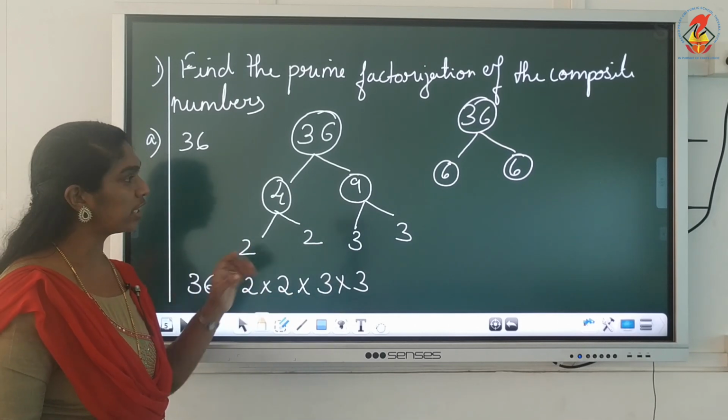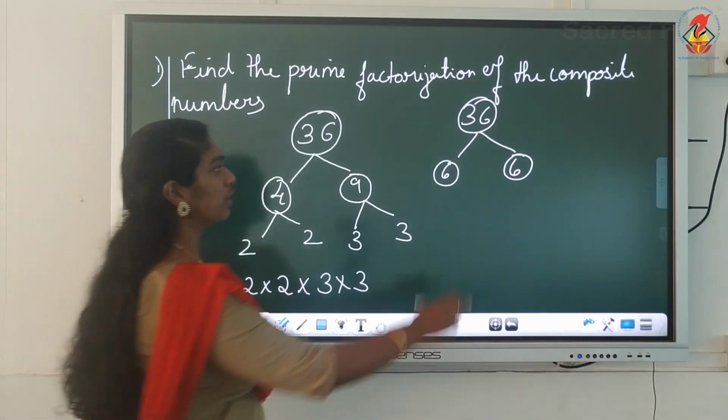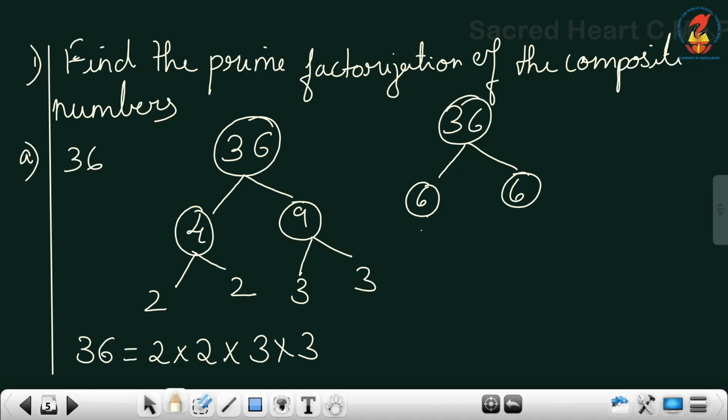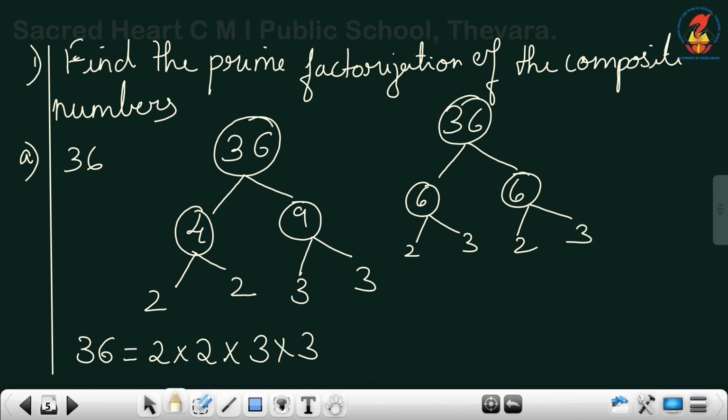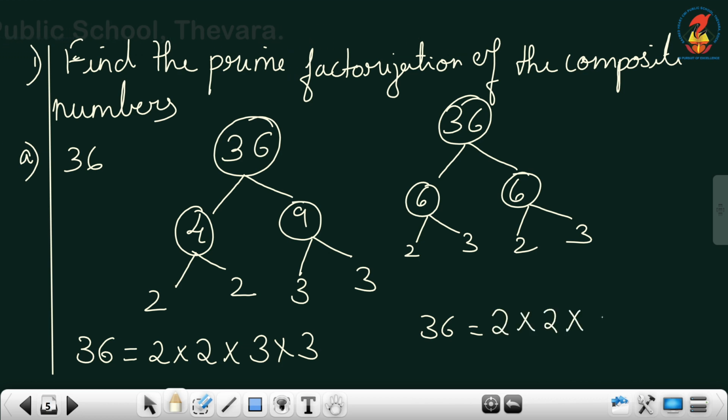Yes? Now let's try the other one. You split 36 into 6 into 6. 6 I can split as 2 into 3. Correct? Again this 6 I can split as 2 into 3. Now you see what is the prime factorization? I will write the 2's first. 2 into 2. Then I will write 3 into 3. Is it the same thing that I have got here?